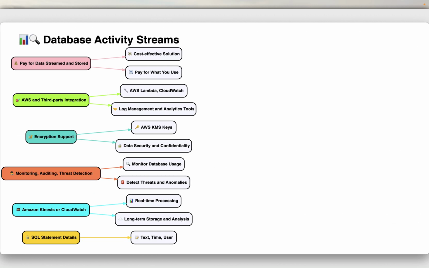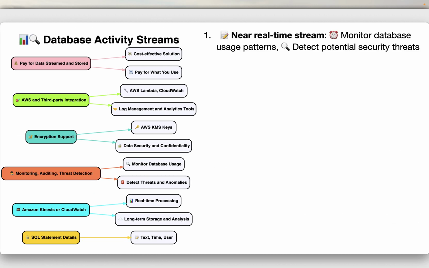Okay, next we'll see database activity streams. So, first, near real-time stream of database activity. This provides a near real-time stream of activity in your Amazon RDS databases, allowing you to monitor and analyze database usage patterns and detect potential security threats.